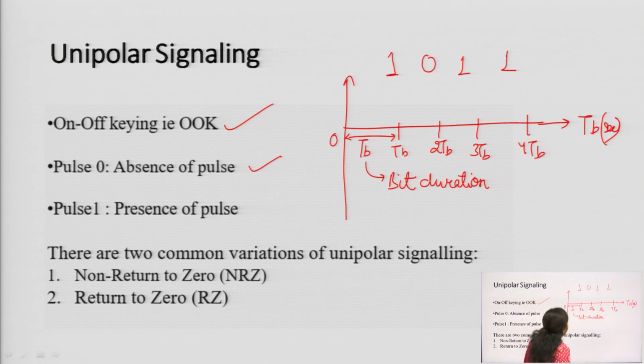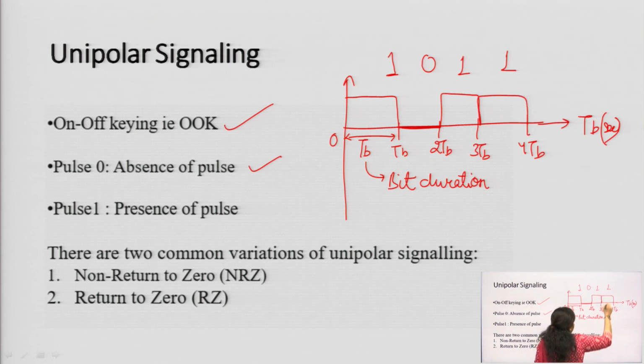Now, I want to draw the unipolar signaling. For bit 1, a pulse will be present, for bit 0, no pulse will be present. Then for 1, the pulse will be present, again for bit 1, the pulse will be present. So, this is how you have to draw the unipolar signaling. What will be the amplitude? Let us say I do not take any numerical value like 5 volt or 3 volt, I am just taking V, which means the amplitude of this pulse will be plus V volt. So, for the duration of 1 bit, it will be from 0 to V volt, and the duration will be TB.